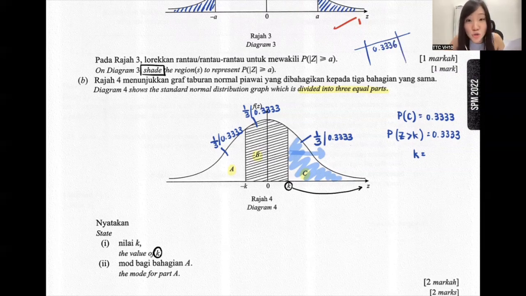So the 6 need to tolak off 3. But when I go to the tolak column, I cannot find 3 also. I can only find 4. So that is the nearest one. I will tolak that. So if I tolak 4, 0.3332. That is the nearest I can ever get.